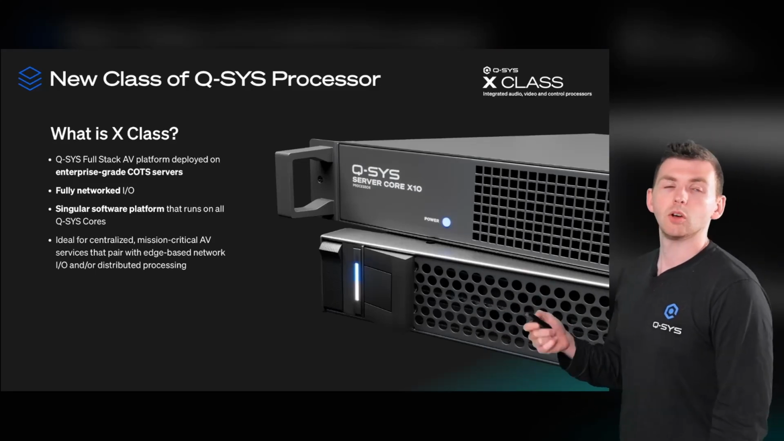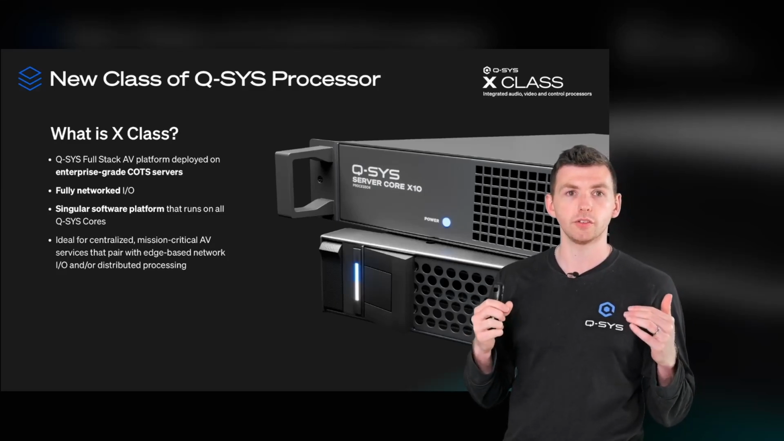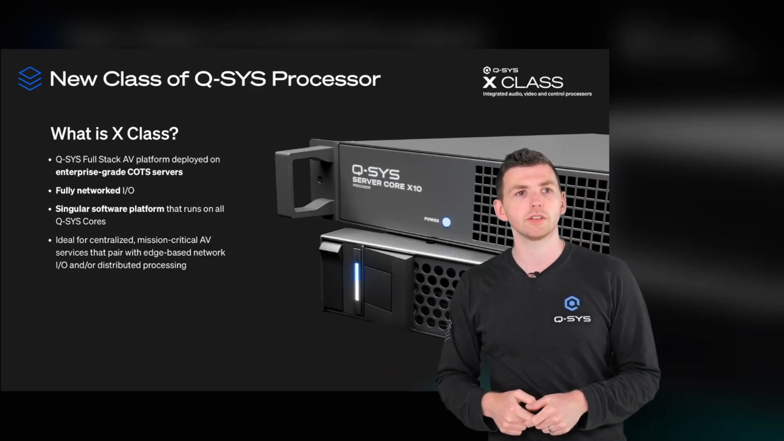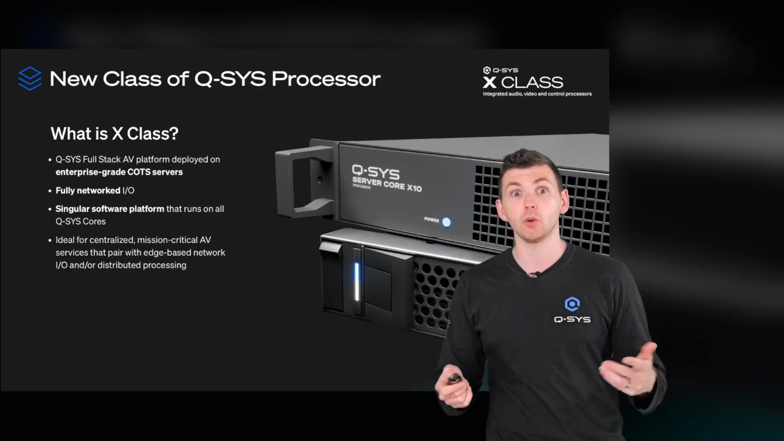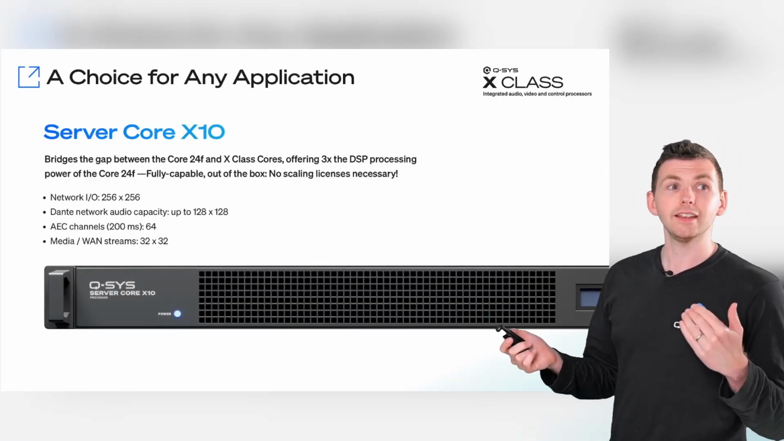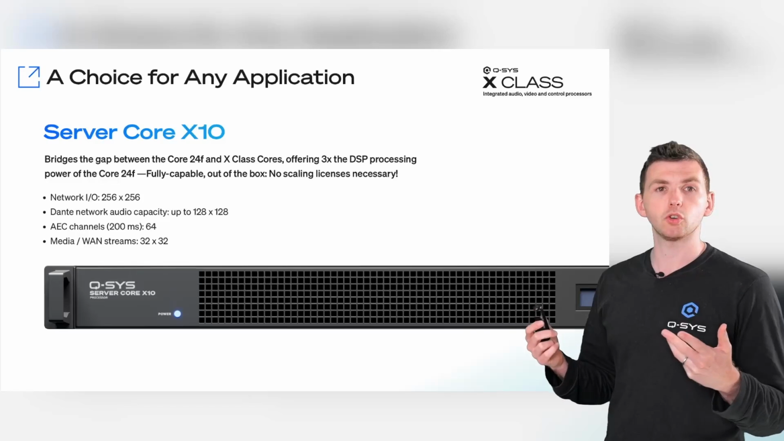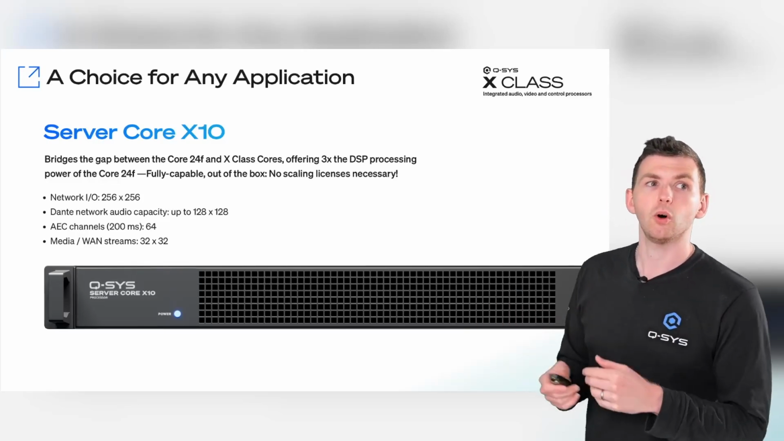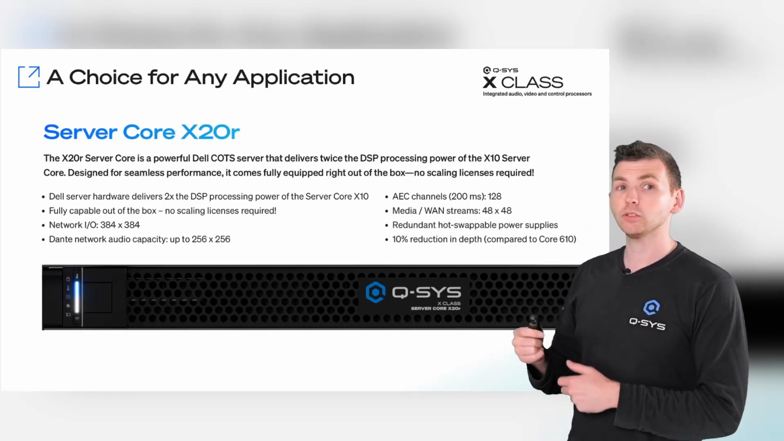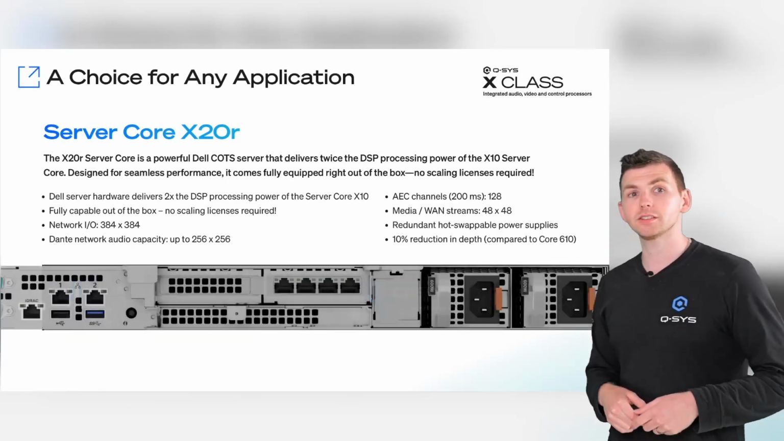So what is X-class? Well, as you can see here, these are the Q-SYS platform deployed on enterprise-grade servers. So fully networked I/O, okay, like we just talked about. Ideal for mission-critical services that pair with edge-based network I/O. That would be our Q-SYS peripherals. Core X10, this basically gives you about 3 times the processing power of a Core 24F. So what you might do with a Core 24F, you could do roughly 3 of those on a Core X10. Core X20 is about double the processing again, and that also gives you the option of hot swappable power supplies for maximum redundancy for those centralized systems.